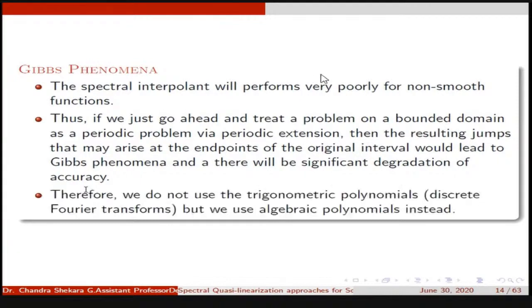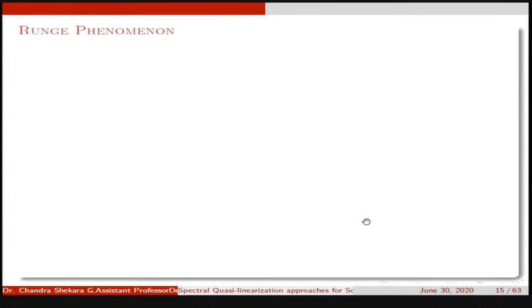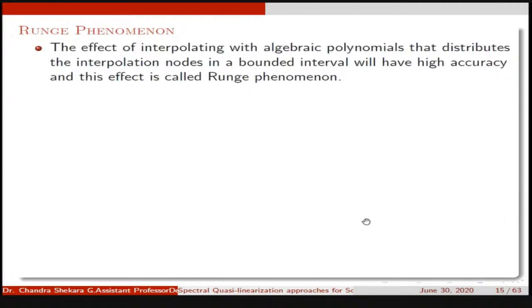To overcome this, we do not use trigonometric polynomials as basis functions. Instead, we use algebraic polynomials as basis functions. So this is what is called the Gibbs phenomenon. Then why we need to discretize using the Gauss-Lobatto points, or points similar to them, is because of another phenomenon named after a Russian mathematician. It is the Runge phenomenon. So what is this Runge phenomenon?